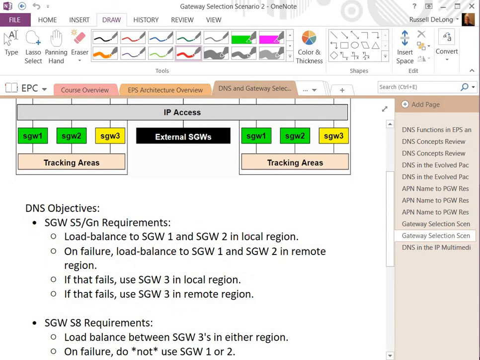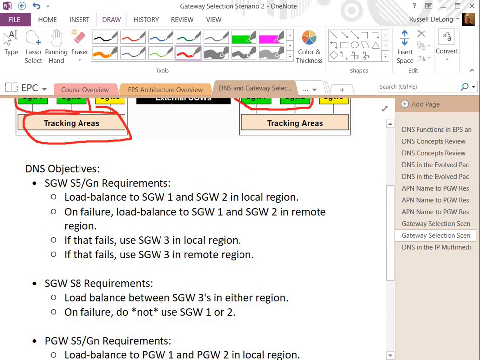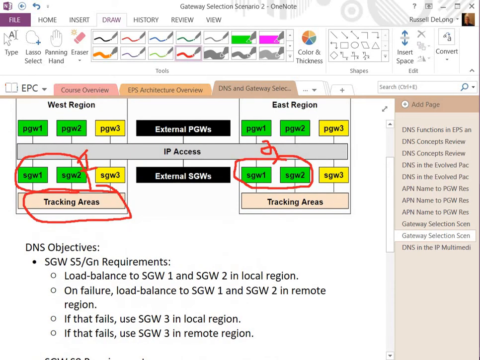So load balance between S gateway 1 and 2 in a local region for a tracking area. If that fails, load balance from this tracking area towards S gateway. So this is option 1 for the tracking area. Apologize if this is a little bit unclear. This is option 2 for the tracking area, right? And then if that fails, use S gateway 3 in the local region. So this is option 3 in the local.